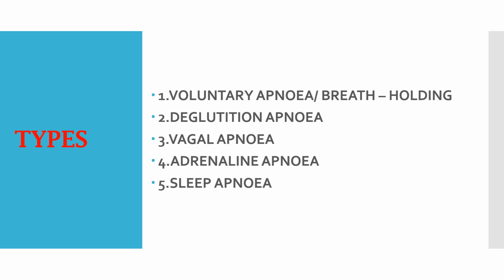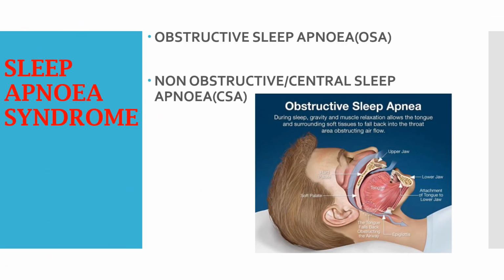So now we will see sleep apnea syndrome. What is it? It is a serious clinical problem or a disorder of respiratory control that affects middle-aged and elderly men. It occurs in two forms, obstructive sleep apnea and non-obstructive or central sleep apnea. Obstructive sleep apnea means, as the name itself indicates, the word obstructive indicates there is some obstruction happening in the respiratory tract.